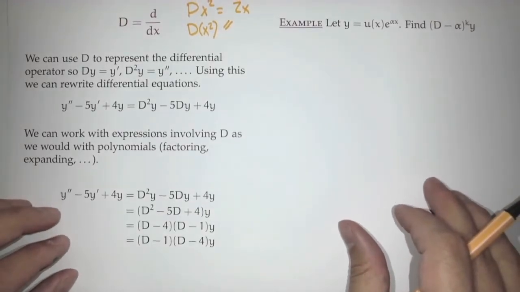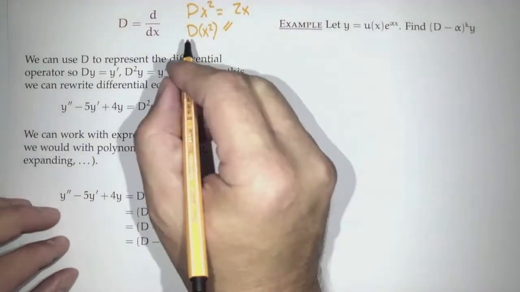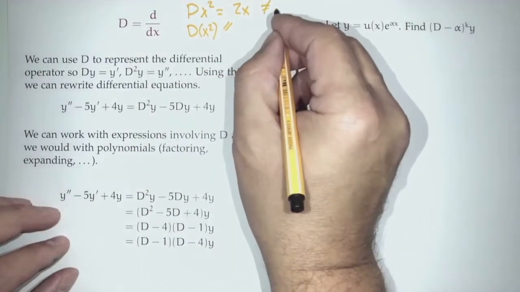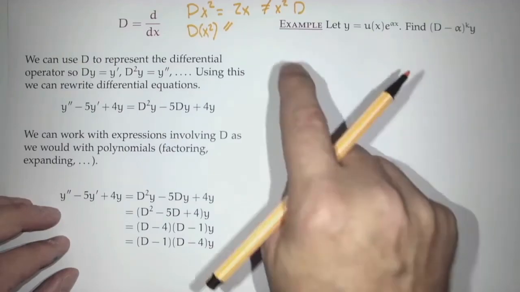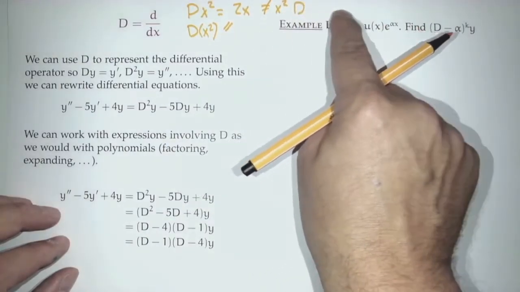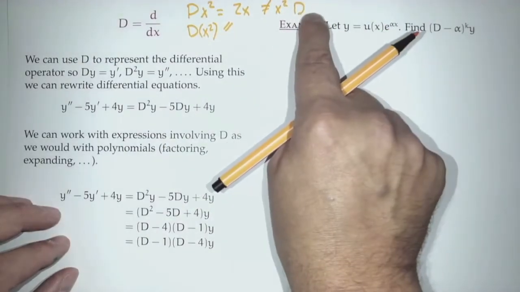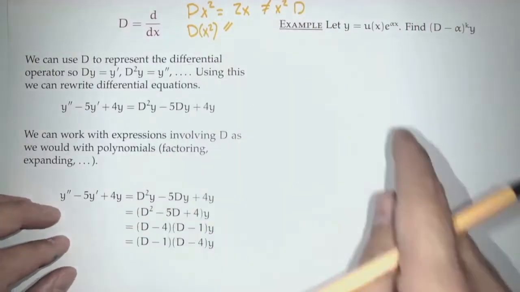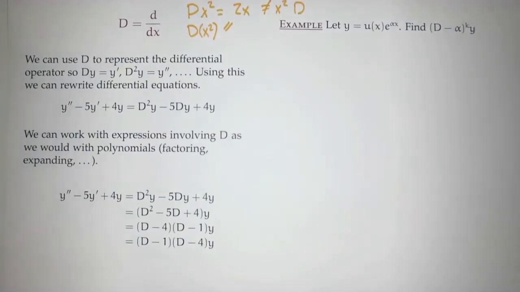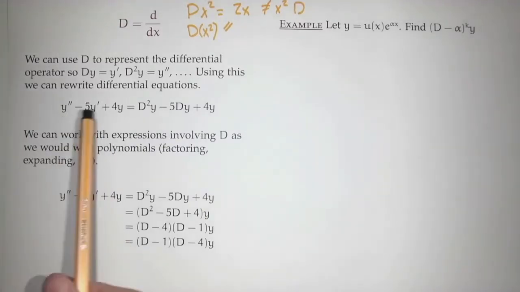Now, order makes a slight difference. So this is not the same as x squared times d. Because x squared times d says, well, you still have to take the derivative of something, and then after you found that derivative, multiply it by x squared. So order matters with this. It's one of those sort of annoying things that people might forget about. But mostly, why do we like this? Well, it helps us to rewrite differential equations.